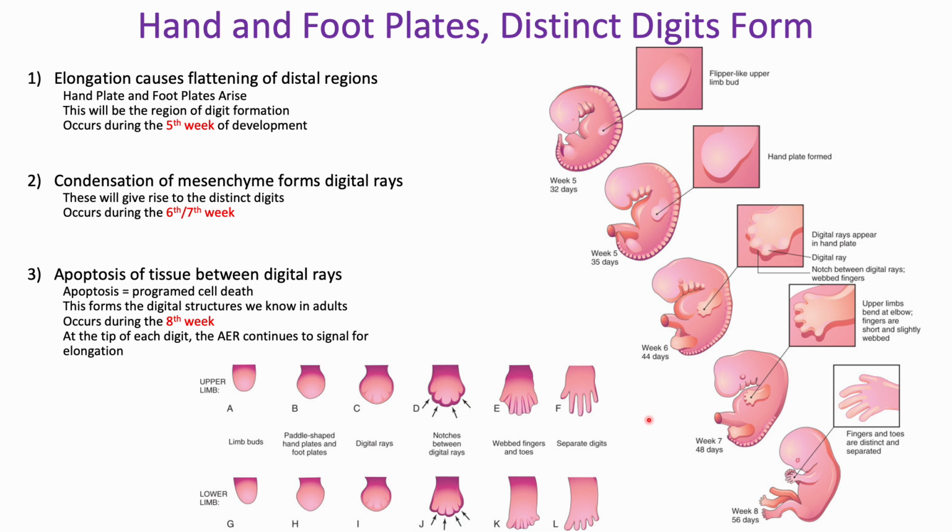Now it's important to note, because remember we're in the fetal stage, all of these structures are very, very small, so we still need continued growth of the digits. So that means at the tip of each digit, we still have the AER that's going to continue to signal for elongation of those structures.